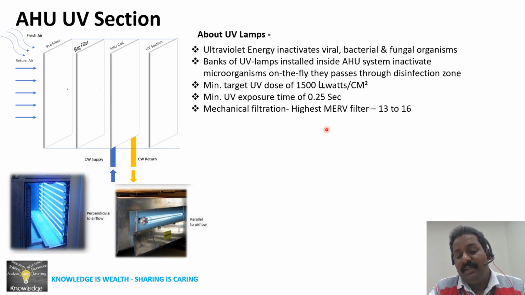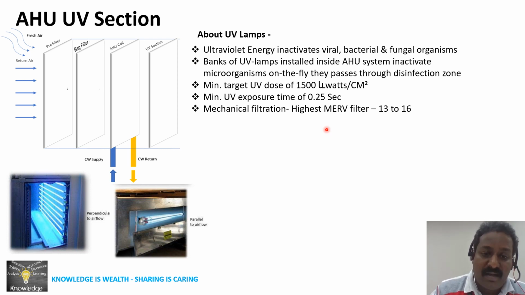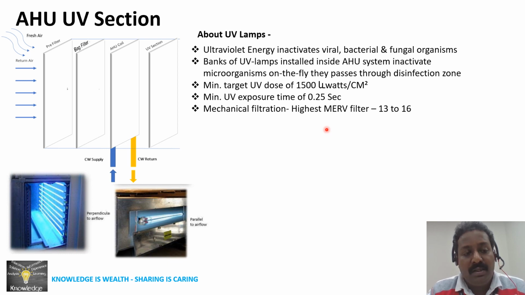The air exposure time to the UV section should be a minimum of 0.25 second. Within that time, it will disinfect the bacteria and viruses in the air, and the minimum target UV dose is 1500 watt per centimeter square. The OEM or AHU vendors will check the AHU CFM capacity and the area available, how many UV lamps are required, and how to place them, whether perpendicular or parallel, and how much space. Even though a UV section is there, it is advised to have the highest mechanical filtration, that is, back filters up to MERV 13 to MERV 16.